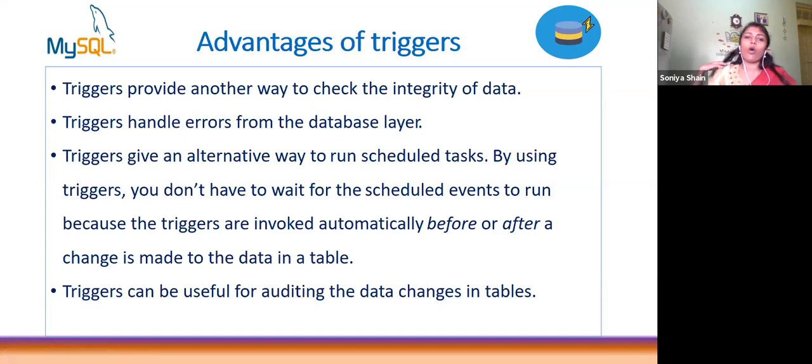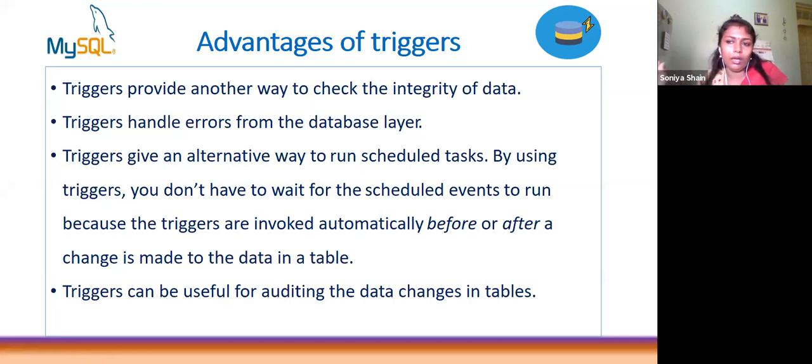Then triggers are an alternative way to run scheduled tasks. You don't have to wait for the scheduled events to run, because the triggers are invoked automatically before or after a change is made to the data in a table. So running the scheduled task is happening automatically. That is one primary advantage, the prime advantage of the trigger. It is invoked automatically, so we can tell it is an alternative way to run scheduled tasks.